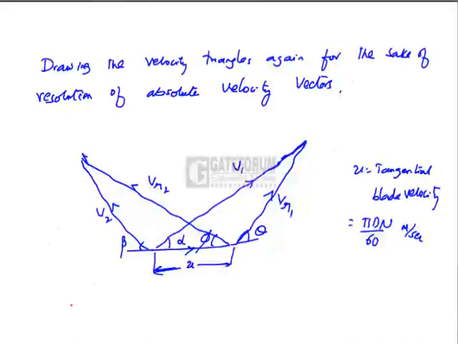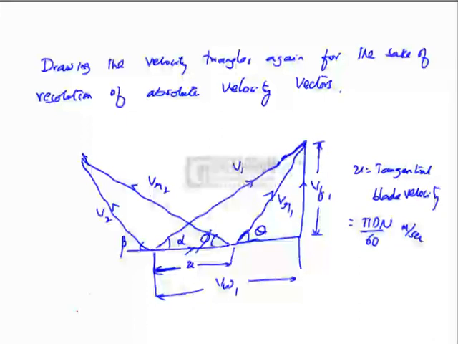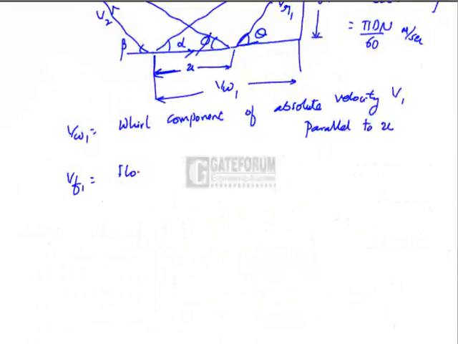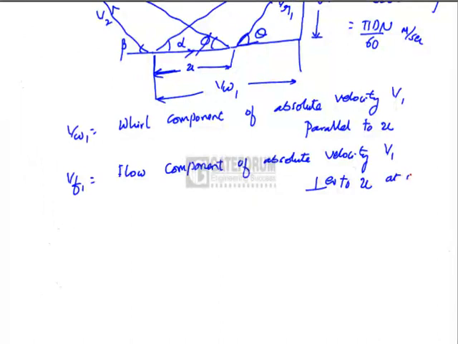Now, resolving the absolute velocity at inlet V1 parallel to the blade velocity and perpendicular to the blade velocity, VW1 is the whirl component of absolute velocity V1 parallel to u. VF1 is equal to flow component of absolute velocity V1 perpendicular to u at inlet.